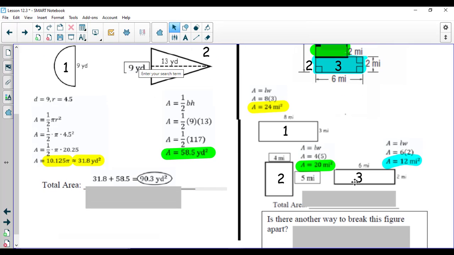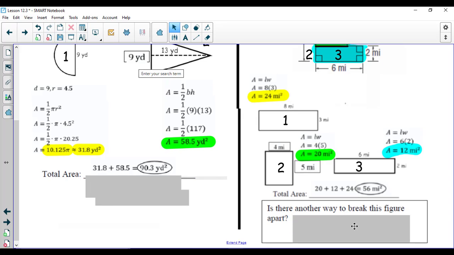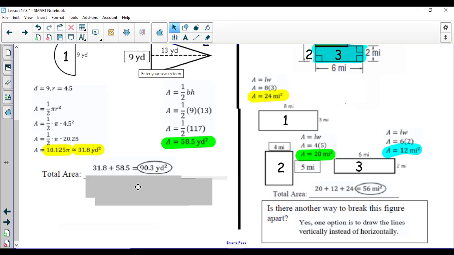So to find our total area, all I have to do is add my 20 to my 12 to my 24. And I would maybe circle these as you're working through or highlight them so that you can easily pick those out. Our total area will be 56 miles squared, exactly. No rounding needed here. Now it does say, is there another way to break this figure apart? There's lots of different options, and in class I normally have students come up and show us different ways to break this apart.